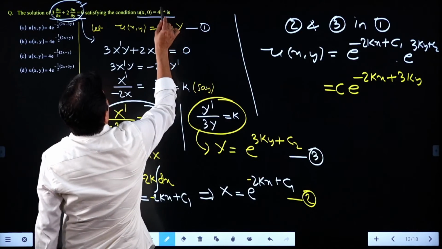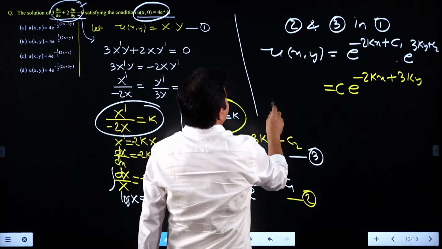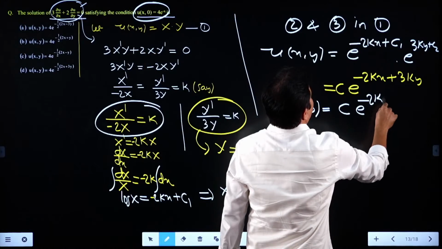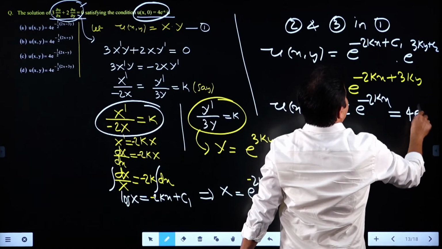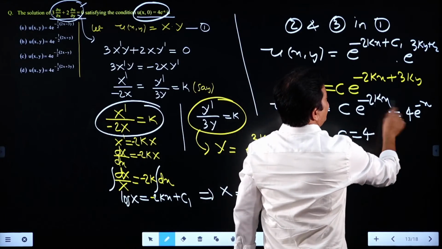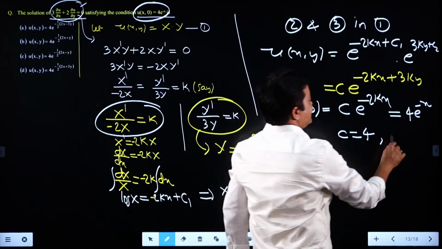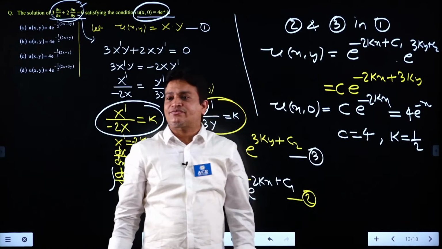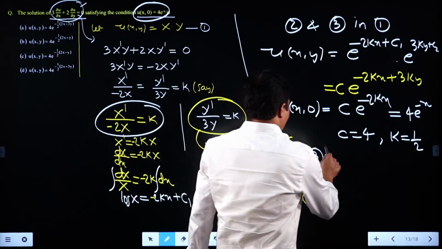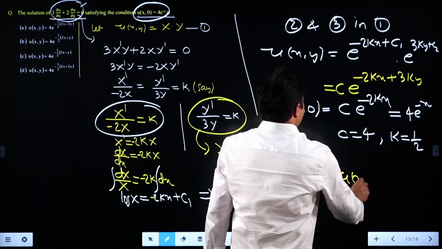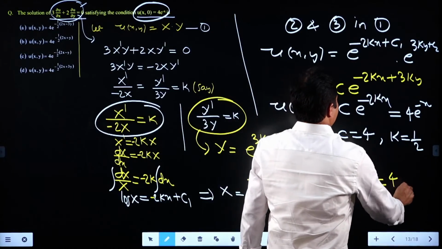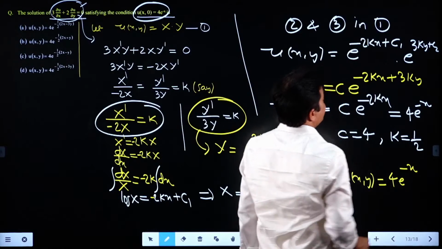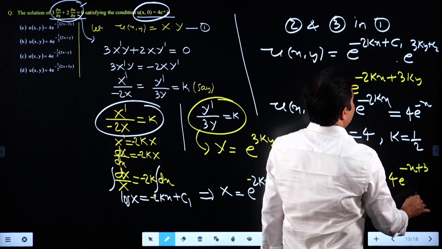Now apply the condition. u of x comma 0 means put y is 0. u of x comma 0 means c e power minus 2kx is given as 4 e power minus x. That means c value 4, minus 2k equal to minus 1. That means k value 1 by 2. Following? c value 4, minus 2k is minus 1, 2k is 1, k is 1 by 2. Therefore, final answer u of x comma y equal to 4 e power, multiply 2 into 1 by 2, so minus x plus 3 by 2 y.